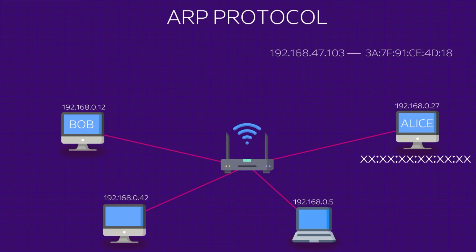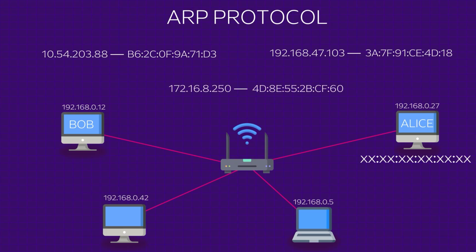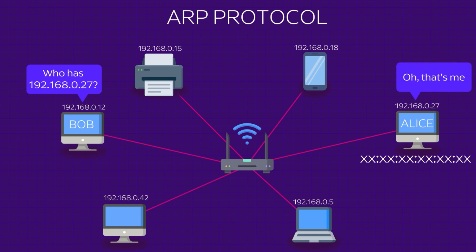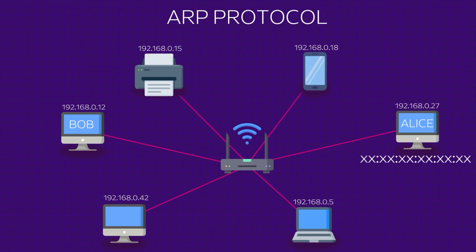ARP is the protocol that computers use to figure out the MAC address for a given IP. And the way it works is super simple. Bob sends a message to the whole network, an ARP request, basically asking who has this IP. Alice looks at it, realizes, oh, that's me, and sends back an ARP response with her MAC address. Everyone else just ignores it. And that's it. Now Bob knows the address and can finally send the actual data.